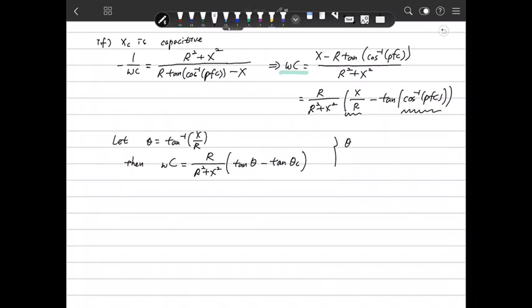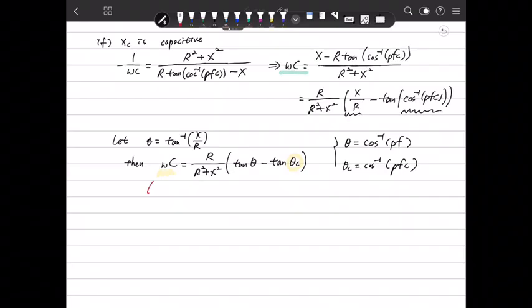So here theta is the original power factor angle, and theta c is the desired power factor angle. So we can design the compensating impedance by a capacitor to make the power factor angle theta c.